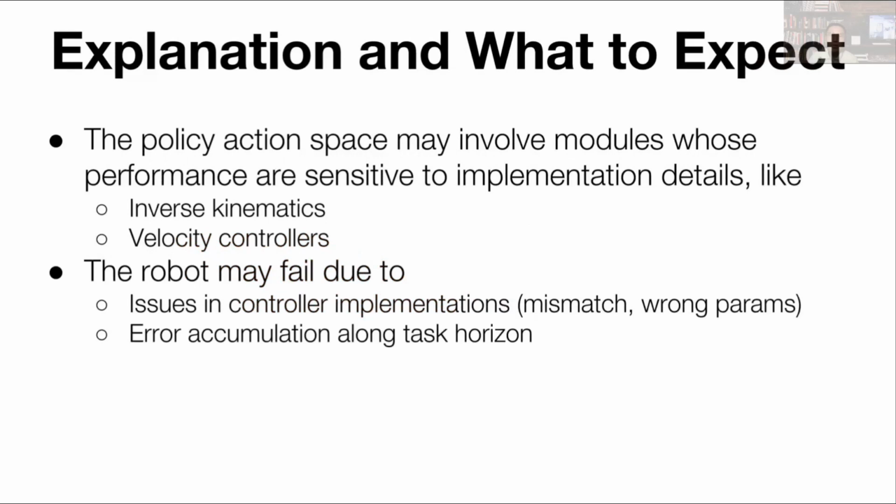The reason why we conduct open-loop policy replay as the second step is that the policy action space may involve some modules whose performance is sensitive to implementation details, which may be different for sim and real. For example, the output of the IK solver can be sensitive to the hyperparameters for kinematically redundant robots. So, in this step, the robot may fail due to issues in controller implementations, like model mismatch or wrong parameters. And since the policy is rolled open loop, there will be error accumulation along the task horizon.